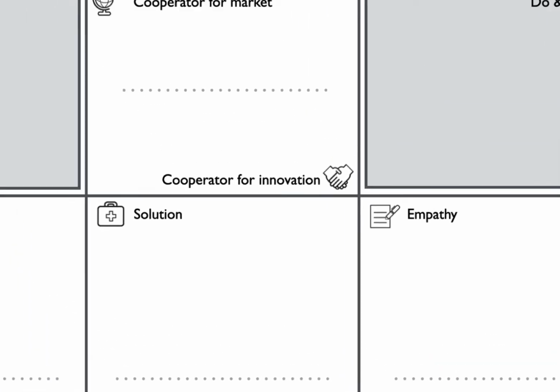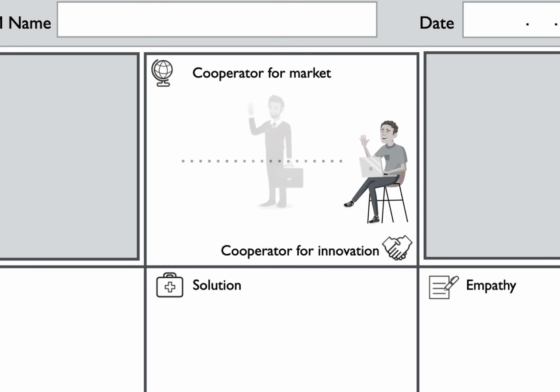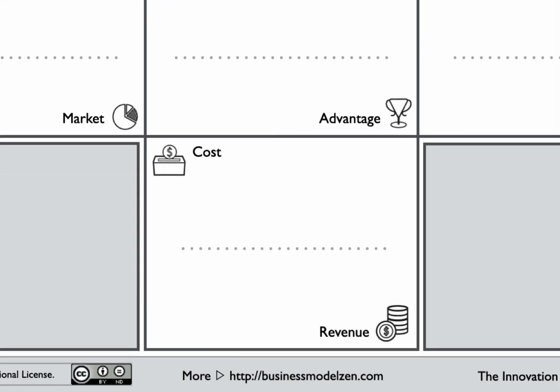These days, cooperation is as important as competition. To build a solution, you need a cooperator for innovation. To sell the solution, you need a cooperator for market. All cost elements related to building, selling, and operating the product and service should be listed. You define how to generate revenue.